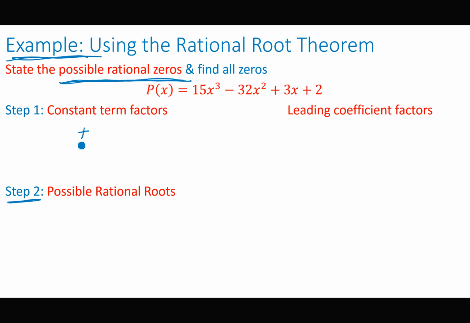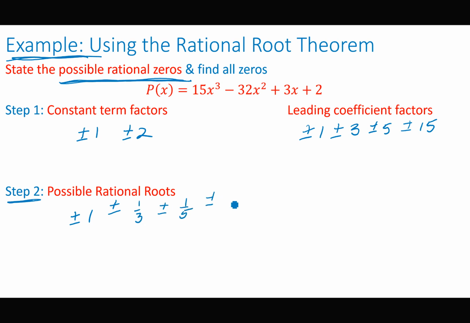So our factors of the constant would be plus minus 1, plus minus 2. Factors of our leading coefficient, plus minus 1, plus minus 3, plus minus 5, plus minus 15. This is an extension of what we've already done. We're continuing this problem. We listed out all of those zeros on the last slide, but let's write it again. Plus minus 1, plus minus 1/3, plus minus 1/5, plus minus 1/15. But then also plus minus 2/1, plus minus 2/3, plus minus 2/5, and plus minus 2/15. So that was the first question, state the possible rational zeros. Those are all our rational zeros.